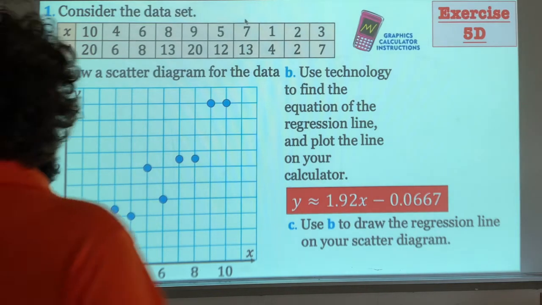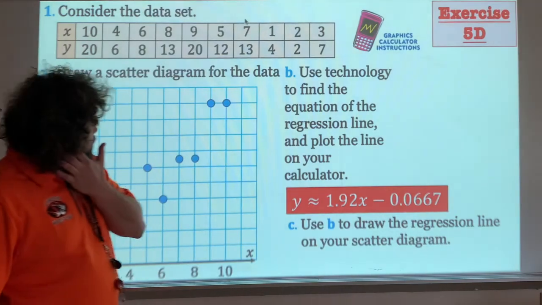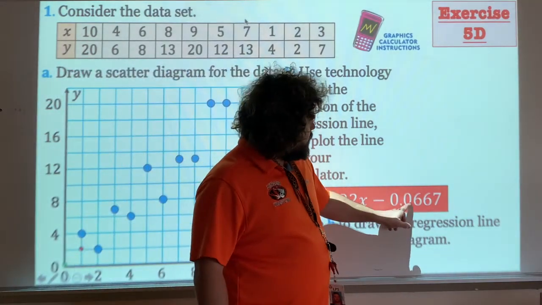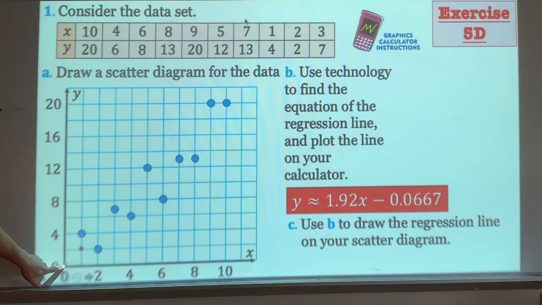Now we're going to use B to draw a regression line. The way we draw a regression line is our y-intercept is at negative 0.0667. So I put a point right down here, in green, at 0.667. And then 1.92 means I'm going to go up about 2, and go over 1. So I'm right about here. And then I'm going to connect these points.